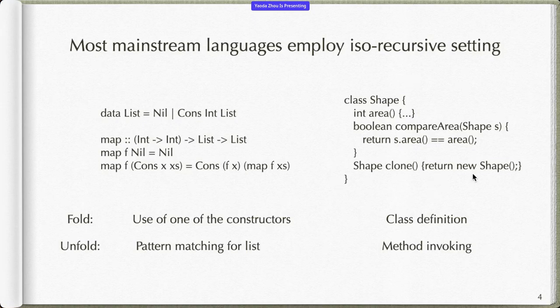Another example is a piece of Java code on the right-hand side. So the class Shape can be modeled by a recursive type. In the class definition, we also have the class name Shape in the class definition. And this class definition itself can be regarded as obtained by a fold operation. And when we invoke a method of this class, it will require an unfold operation.